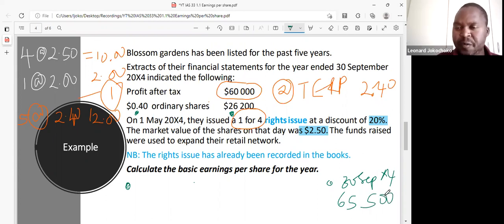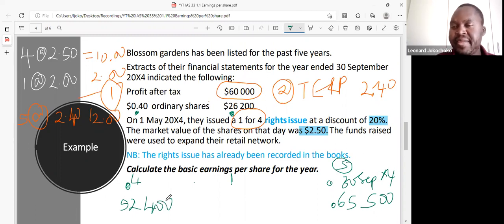But remember that for me to have those shares, I was having 4 shares at the beginning. I got a new issue of 1, and finally, I got my 5 shares. So 5 out of 5 is the equivalent of 65,500 shares. What was the opening balance? To get the opening balance, I would say 4 out of 5 times 65,500. I see that at the beginning, I had 52,400 shares.